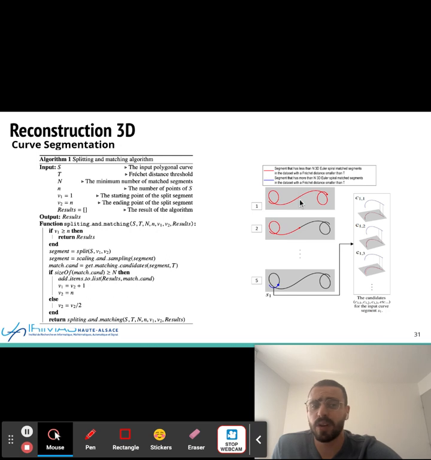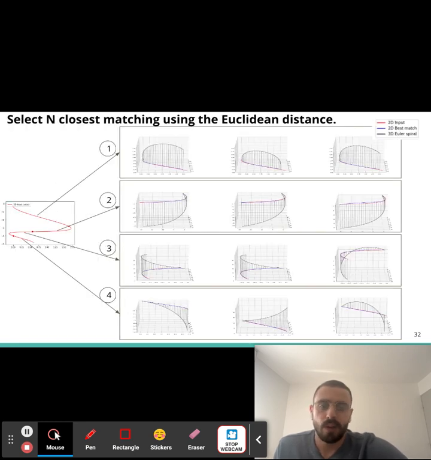As we can see here, this figure illustrates the recursive splitting to find the first segment of the input curve, and then here we find the first segment. Then we repeat the same approach on the remaining length of the curve. So as a result, for each piece, we get the n closest matching pieces using the Euclidean distance. Here in this figure, we have 3 examples of the n results in total. So for the first piece, we have 3 candidates, and likewise for the others.